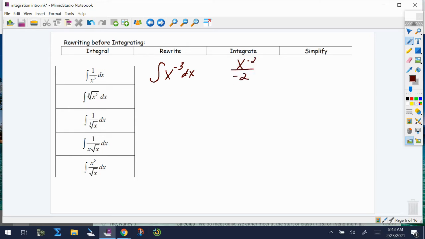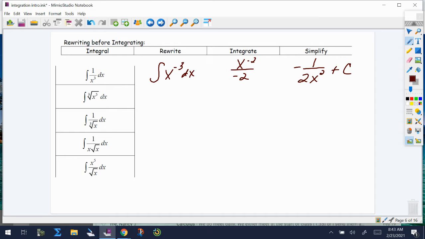And then in the last column, two things you want to do. First of all, get rid of anything that's a negative exponent. And second, make sure you have a plus c at the end of your answer. So you end up getting negative 1 over 2x squared plus c. The negative can go anywhere. It can go on the top, on the bottom, or out front.